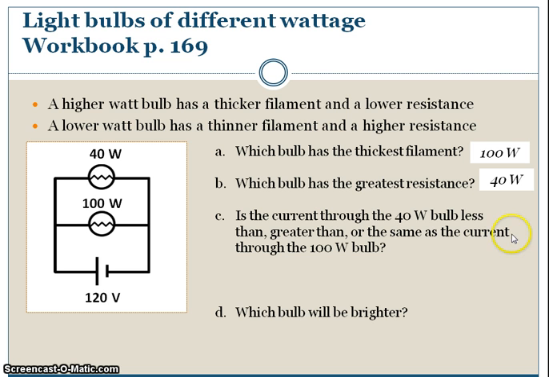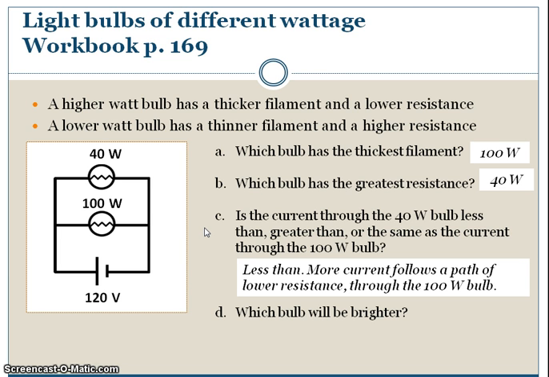And is the current through the 40 watt bulb less than, greater than, or the same as the current through the 100 watt bulb? Remember I mentioned that when the current splits, more current is going to follow the path of lower resistance. And in this case, the lower resistance bulb is the 100 watt bulb, so more current is going to be going through the 100 watt bulb, which means less is going through the 40 watt bulb. And which one's going to be brighter in this case? The 100 watt bulb, because more current is going through there. And most of the things that are connected in our houses are in parallel, so that's what we're used to seeing. A higher watt bulb usually glows brighter.